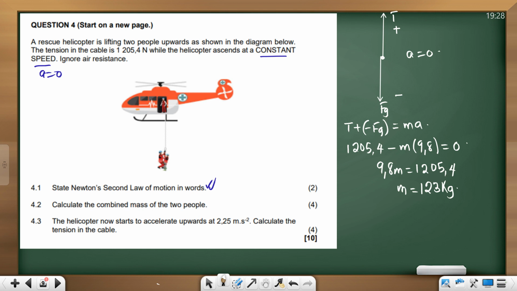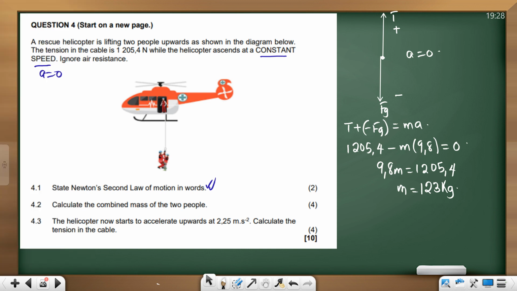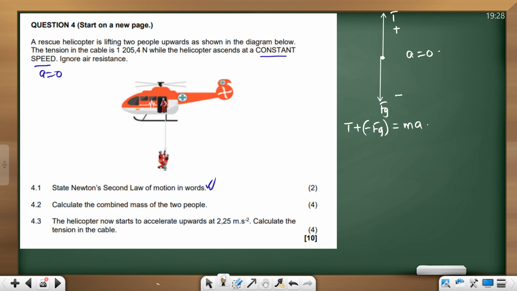The helicopter now starts to accelerate upward at 2,25. Calculate the tension in the cable. Already now we know the mass. Can we still use F net equals MA? Now we don't know the tension. Minus 1, 2, 3 multiplied by what? 9,8. 1, 2, 3 for acceleration, 2,25. Right. So we just multiply that and move it over to the right hand side.